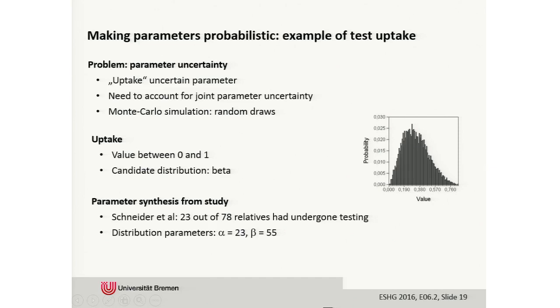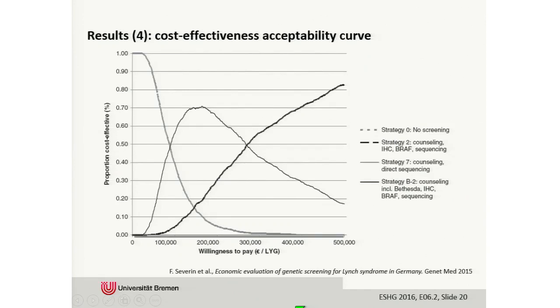We found a study of Schneider and colleagues where 23 out of 78 colleagues had undergone testing in a consortium of Lynch syndrome patients. So this can simply be used to assign a parameter distribution to this one parameter. And this is done for all the other parameters. As I said, all those details are in the backup slides. In the end, you do not only have the incremental cost effectiveness as one result, but you could also, for different potential willingness to pay, get a probability of whether or not an intervention would be considered cost effective.